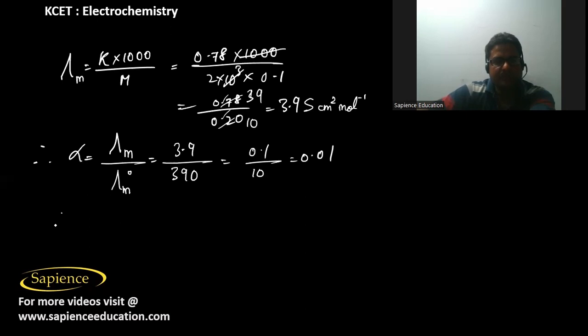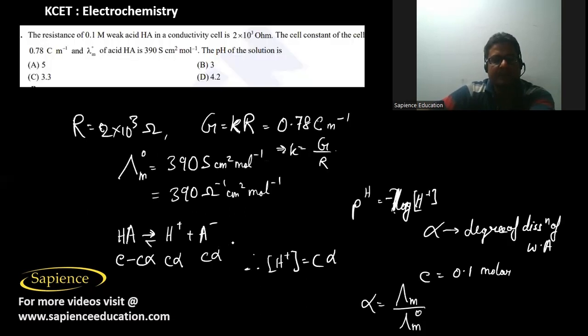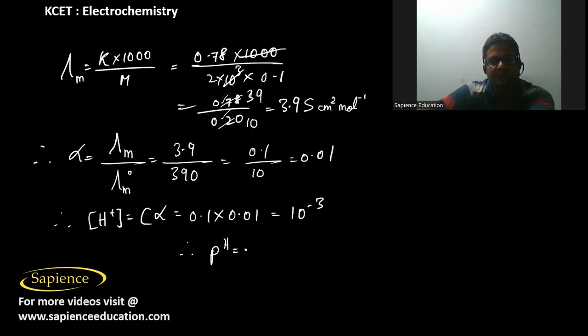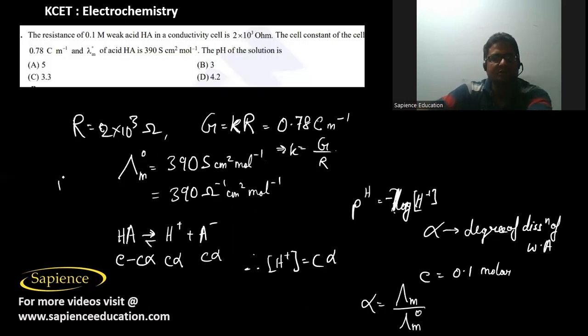Now therefore the concentration of H plus is equal to C alpha. So C is given as 0.1, 0.1 into 0.01. So that is 10 power minus 3. So therefore the pH of the solution is minus of log of H plus concentration. So that will be equal to minus of log of 10 power minus 3. So that will be equal to 3. So pH equals 3. So option B is the correct answer.